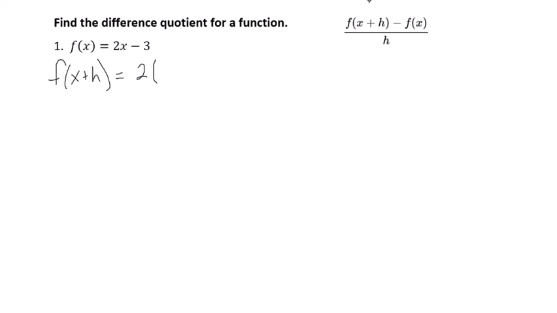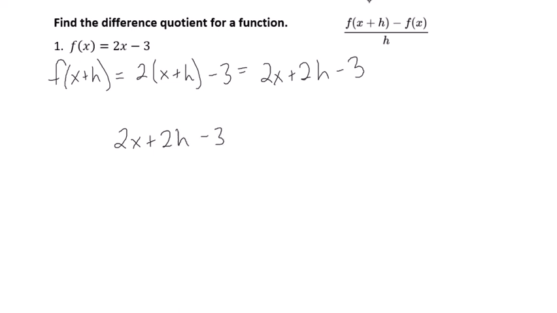So that's 2x plus h minus 3, which would simplify to 2x plus 2h minus 3. So now we can plug that into the formula, and we have 2x plus 2h minus 3 minus a 2x minus 3. Now it's very important that we're putting that minus out in front because this is going to change the sign of the entire function when we do our next step. But since there's nothing in front of this one, I didn't put this one in parentheses, but you can if you want. Divided by h.